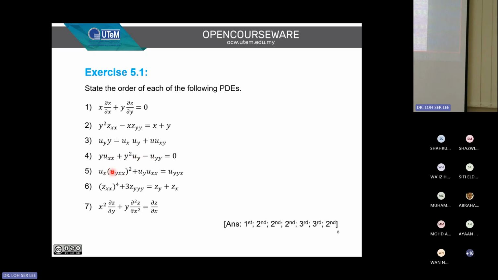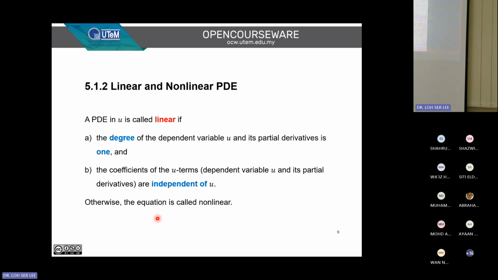Number 5? Third order. Third order because of this third order YXX. This is also third order. Number 6? Third order ZYYY. Third order, the highest one. And number 7? Second order. This is second, this is first, this is also first. So the highest one is the second order. That's why the order for this PDE is second order. Very straightforward.